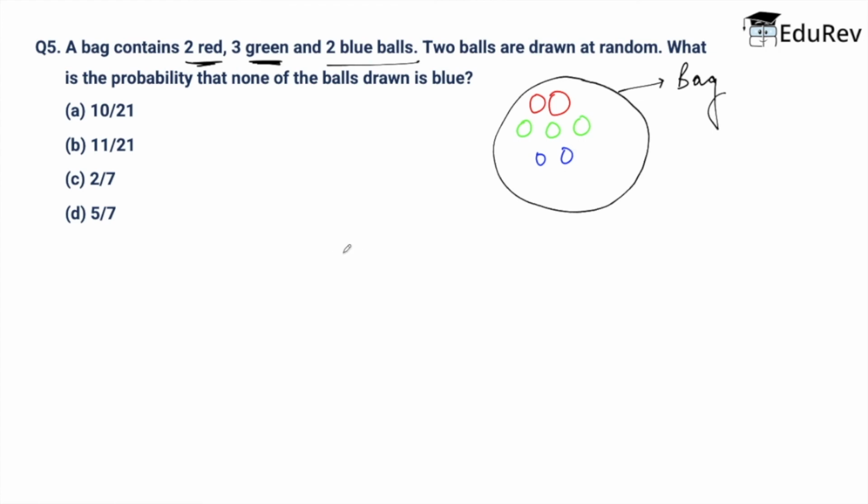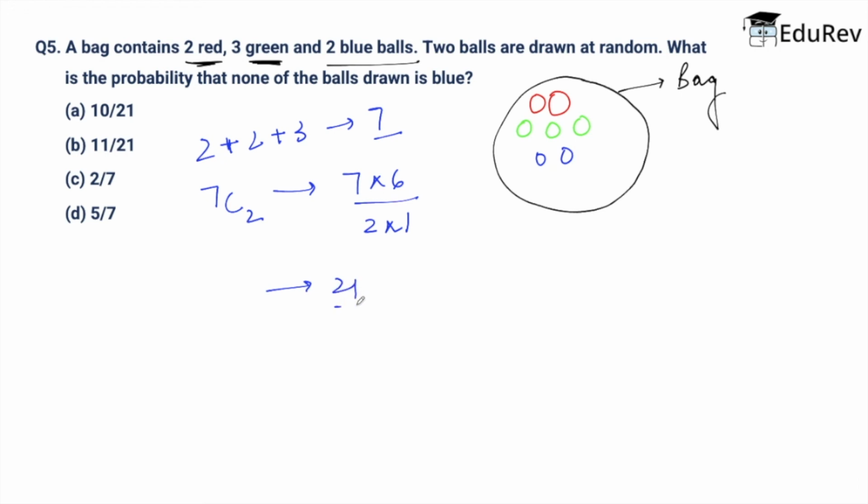Now the options can be that the 2 balls that I am taking out are either both red, or both green, or one red and one green. The total number of balls is 2 blue, 2 red and 3 green, that is, total is 7. Let S be the sample space. So the number of ways of drawing 2 balls out of 7 balls is 7C2, that is 7 into 6 by 2 into 1.